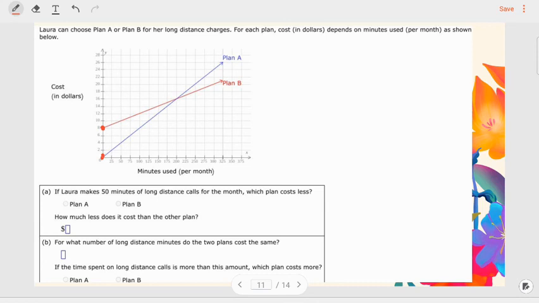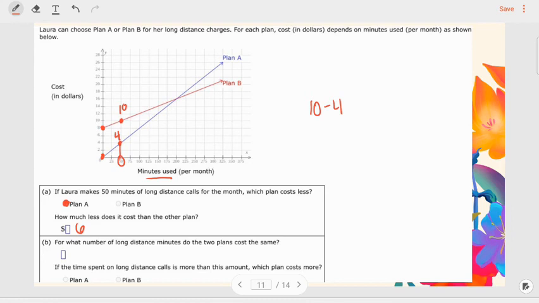If Laura makes a 50-minute long distance phone call a month, so she's calling her mom in Puerto Rico, for example, which plan costs less? For 50 minutes, let's find that on my graph, it's going to cost $4 on plan A, and $10 on plan B. So which plan is cheaper? Plan A is cheaper. How much cheaper? Well, what's 10 minus 4? It's going to be $6 less.